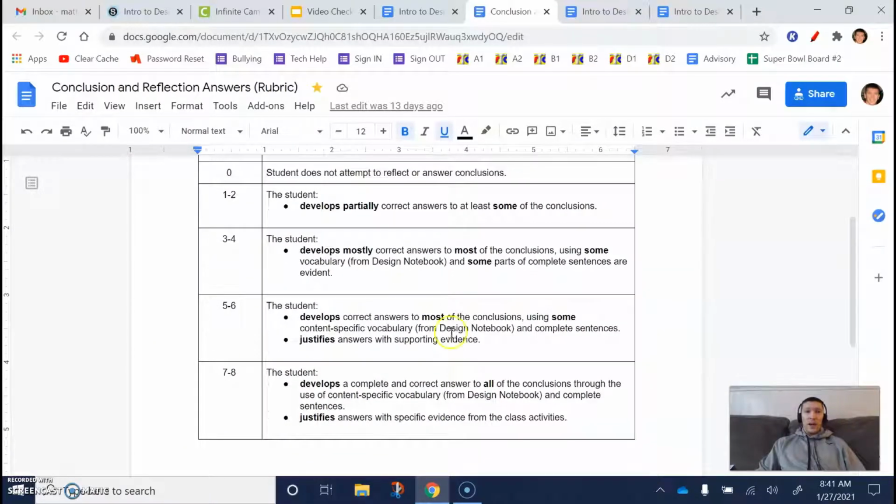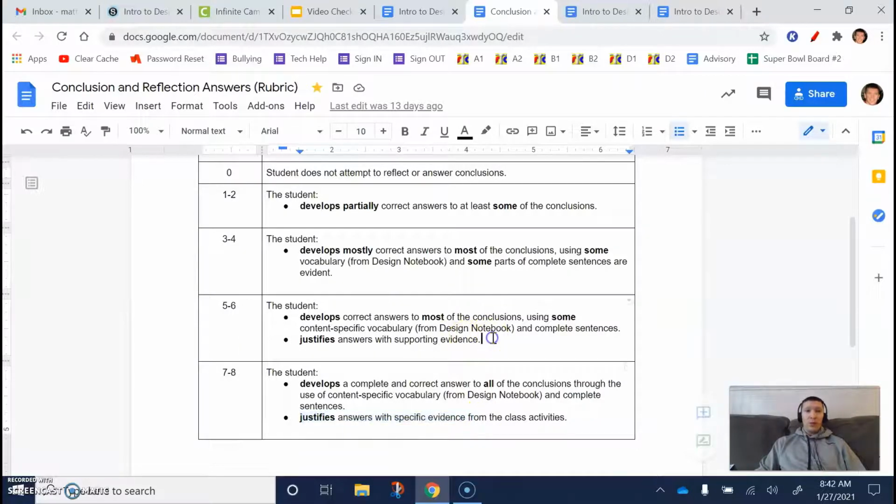So if you look at a level 8, not only do you need to have a complete and correct answer to all the questions in the conclusions, but you need to use specific vocabulary. And then I think the most important part, justify your answer with specific evidence. When you start talking specifically about what we did in class, that's where you can get up to that level 7 or an 8. Whereas if you're just using vague general answers, that's where you only keep at a 5, 6, or maybe below.